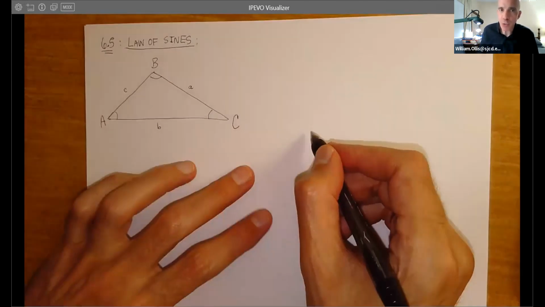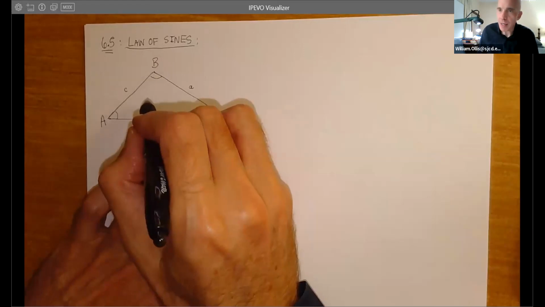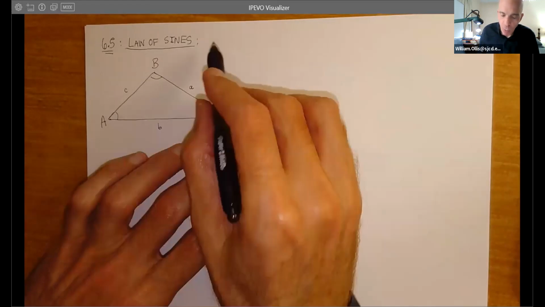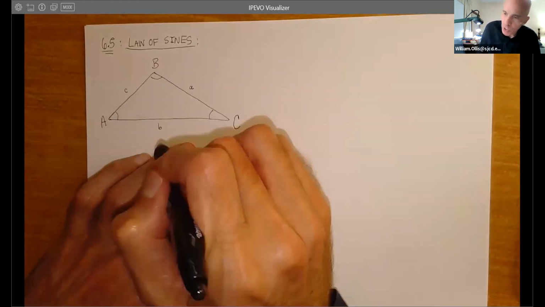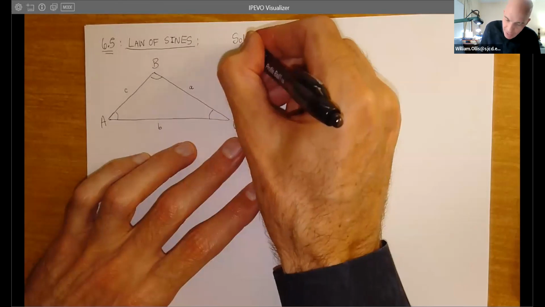So that's our generic triangle that we'll use for the law of sines, and then right after this, the law of cosines. So now, when can we solve a triangle? So I'll just say this: solve a triangle.